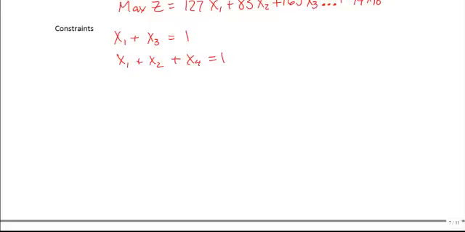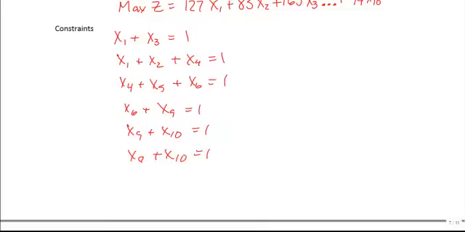And we can continue with each circled region, ending up with x4 plus x5 plus x6, x6 plus x9, x9 plus x10, x8 plus x10, and x6 plus x7 plus x8 equal 1. Of course, these are binary decision variables, so we also need x sub i equal to binary.